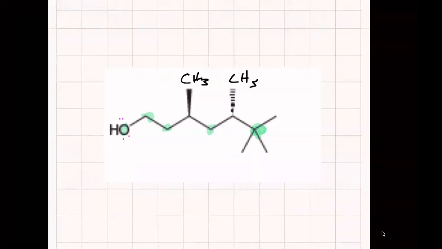Okay, this might be a slow question, but how do you know that's a CH3 again? The end of every line in a skeletal form is a CH3, and every vertex is a CH2.